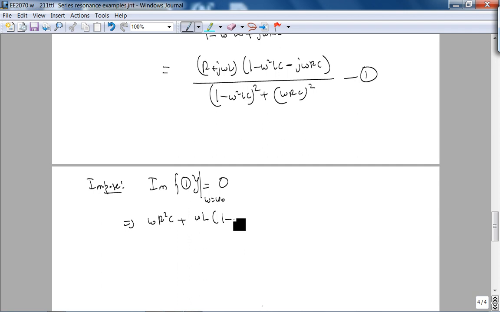times 1 minus, there's a negative sign floating around, gotta be careful. So the imaginary part is this times this with the negative sign, and then this times this, the negative sign's fine in there. Omega squared LC equals 0, and this is at omega equals omega naught, at resonance. This implies omega naught R squared C equals omega naught L times 1 minus omega naught squared LC. So this cancels, that's nice.